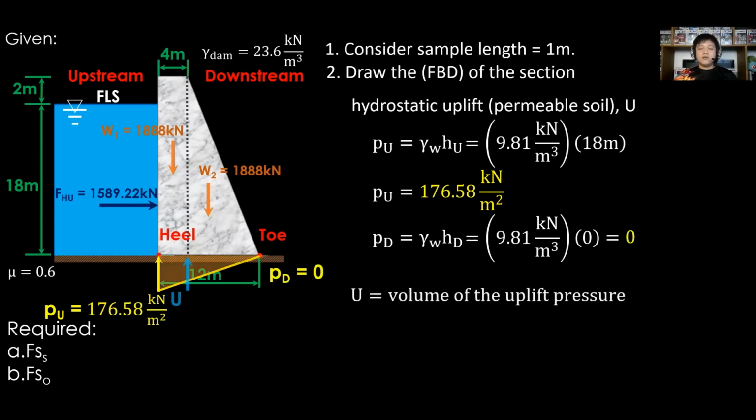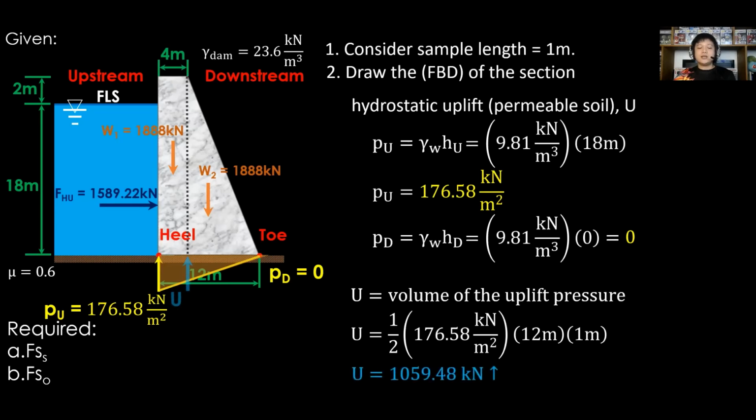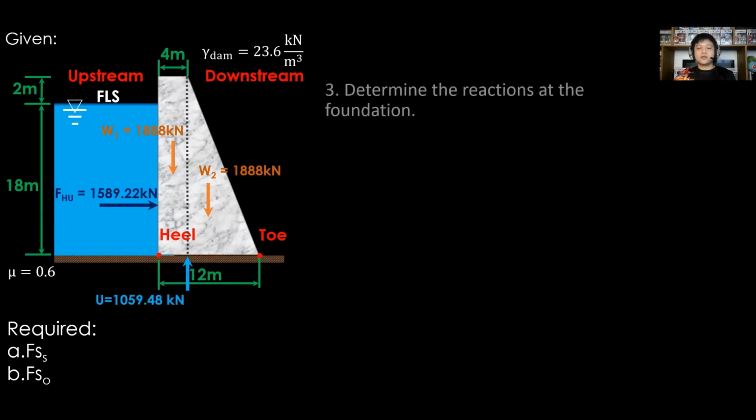For the hydrostatic uplift, it is equal to the volume of the uplift pressure. For the volume, the area of the pressure diagram is triangular, therefore it is 1/2 times the height, which is 176.58 kilonewtons per square meter, the P sub U, times the base, which is 12 meters, then multiply by the sample length, which is 1 meter. Hydrostatic uplift is 1,059.48 kilonewtons. Next is to update the reactions at the foundation.